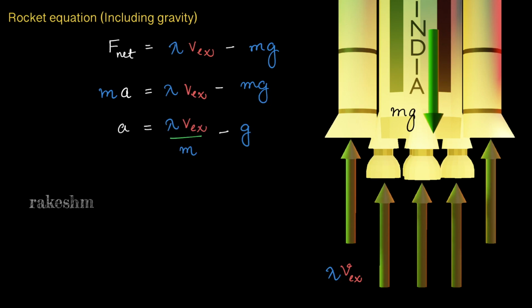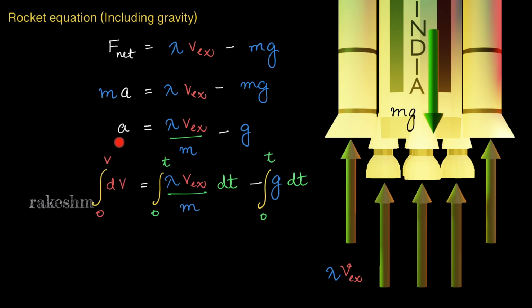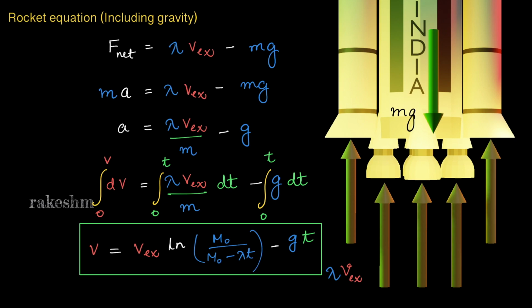Next we are dividing the LHS and the RHS by small m. I am writing the acceleration as dv by dt, and dt I am taking to the RHS and I am integrating. So this is very similar to what we did in the previous case. We are only getting this g dt term extra here. This g dt term is an extra term. So if we include gravity, we get the equation as v equals v exhaust ln of m0 by m0 minus lambda t, minus g into t.